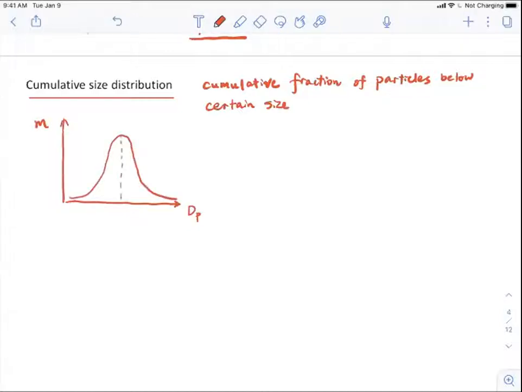Let's assume that this highest peak is at 1 micrometer, and then you have 0.1 and 10 on both sides, and then 0.01 and 100 on both sides. So I'm plotting the size distribution in the log form, right?